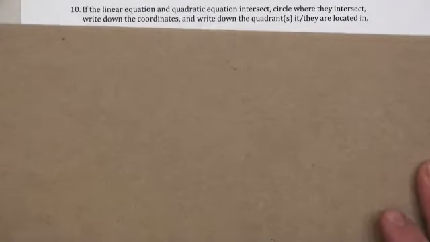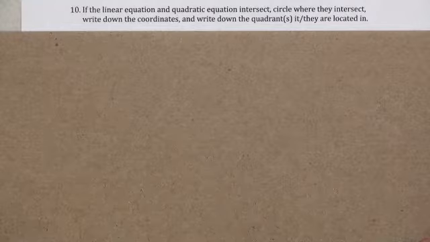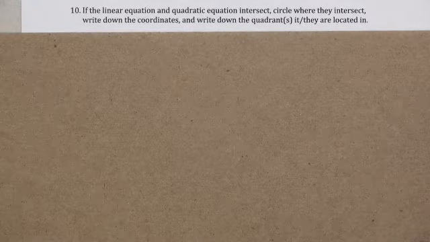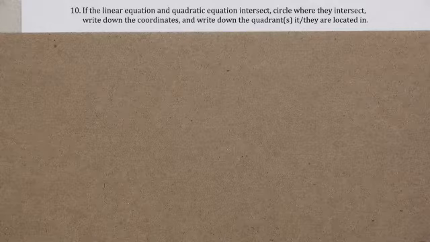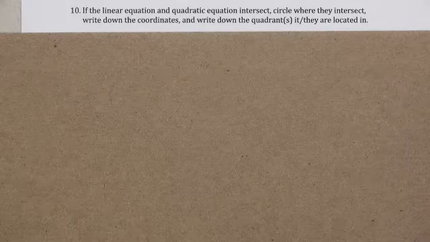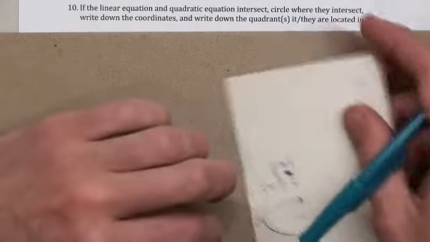And we're almost done now. If the linear equation and quadratic equation intersect, circle where they intersect, write down the coordinates, and write down the quadrants that it or they are located in. That means where they intersect. So here's what I mean.